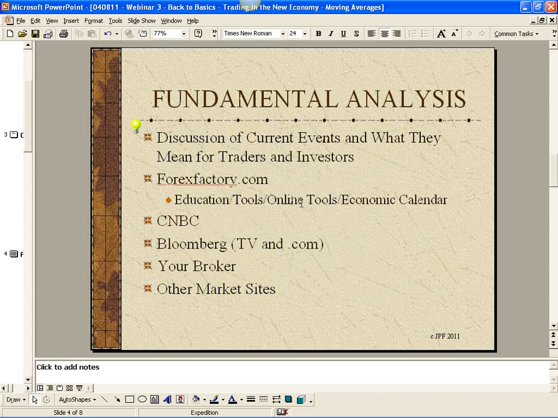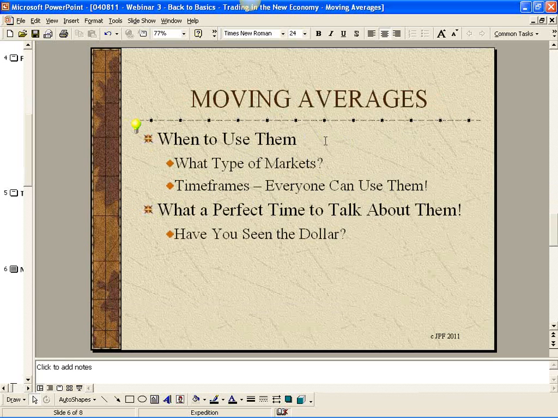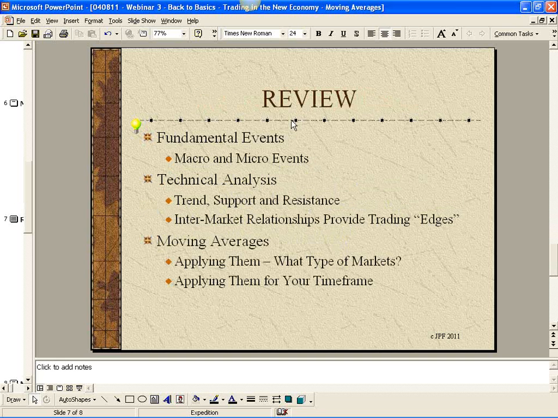So we went through fundamental analysis, talking about that, obviously, lots recently. We talked about technical analysis, major trends, some support and resistance. Not much support and resistance out there. We're really talking about major trends today. Live market examples, we're able to cover that. Moving averages, when to use them. We talked about trending markets. Time frames, as you saw, you just have to put the time frame that you're using to make sense with what you're trading and how much data you're looking at. And basically, what a perfect time to talk about them, because have you seen the dollar? The dollar's getting crushed. Fundamentally, it's getting crushed because of interest rate policy, and technically it's getting crushed because we just are in a major trend.